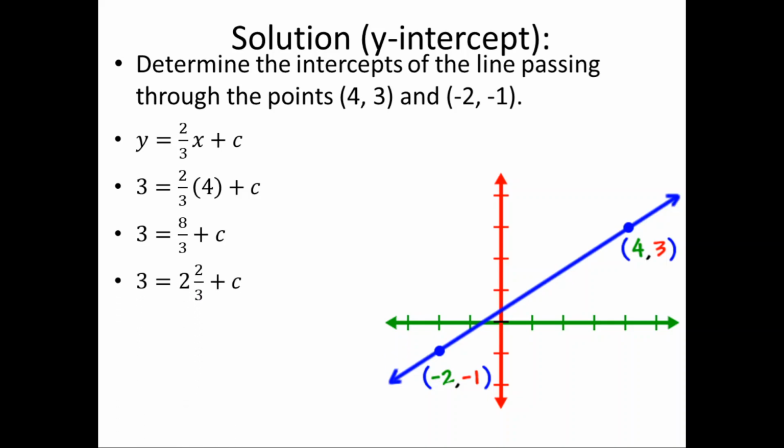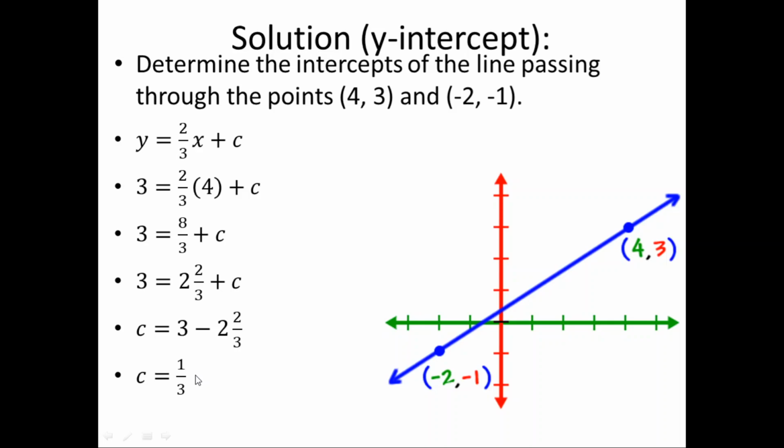Simplifying as a mixed number, 3 into 8 goes 2 times with 2 remainder, so that is 2 and 2/3. Transposing the 2 and 2/3, instead of adding it, I subtract it from 3. So 3 take away 2 and 2/3 leaves me with 1/3. So the y-intercept value is 1/3. So as we expected from our sketch, we got a number between 0 and 1. Based on our sketch, it might have looked like it would have been a half, but that's why this is only a sketch, and this is the exact calculated value.